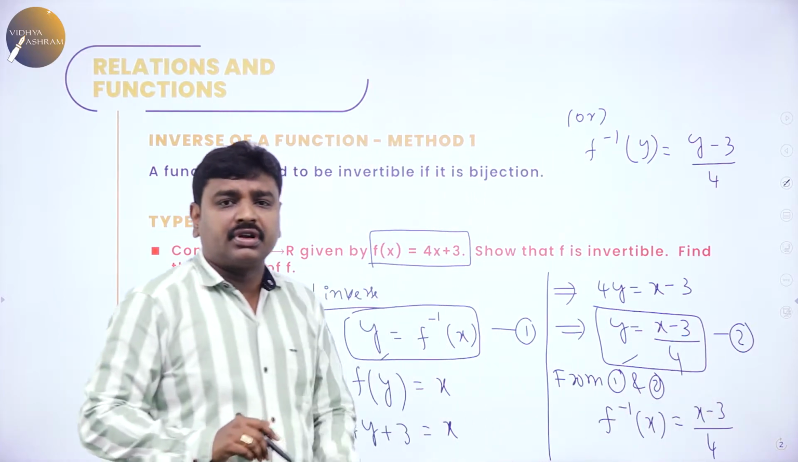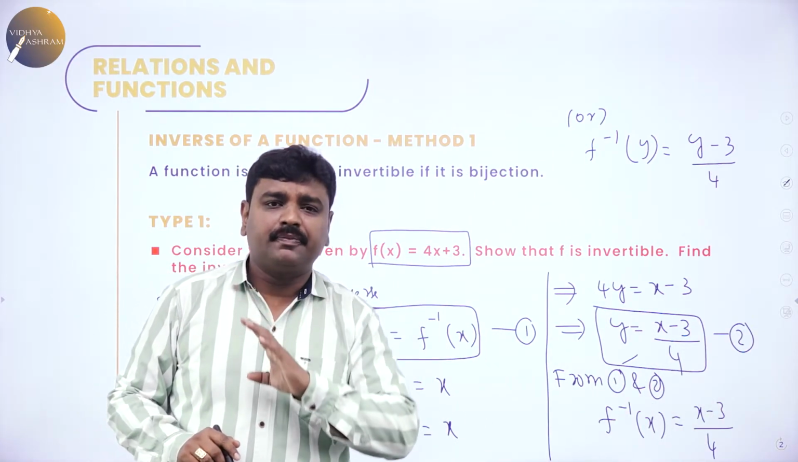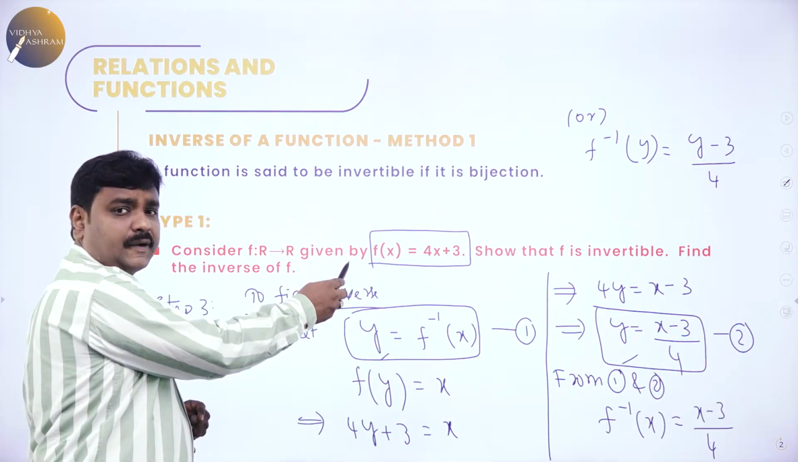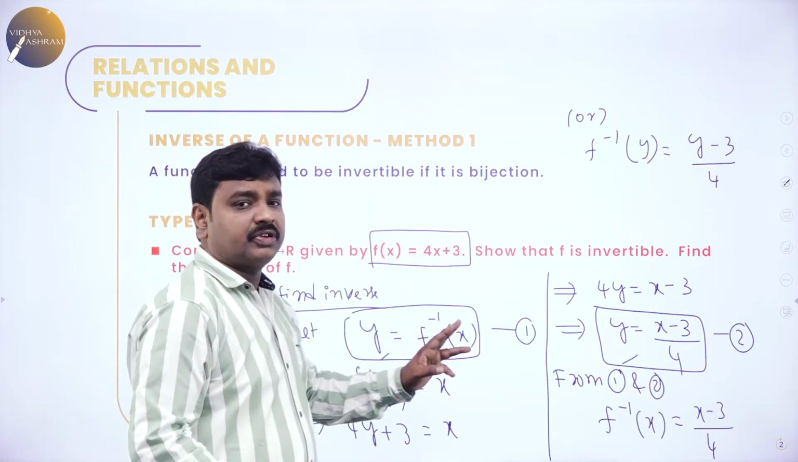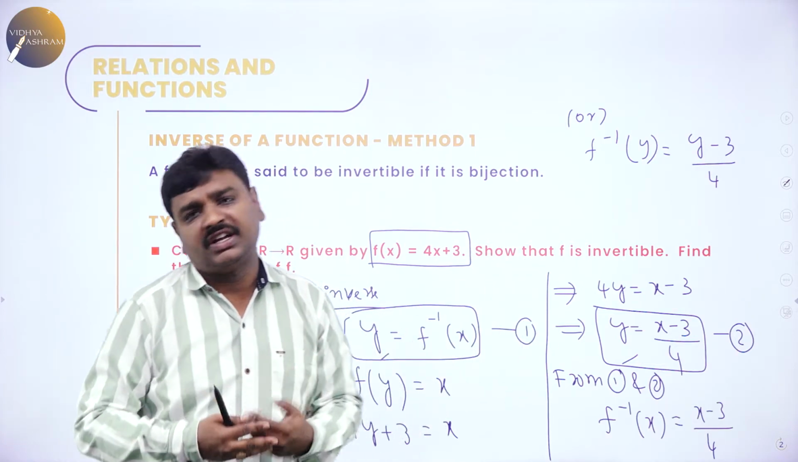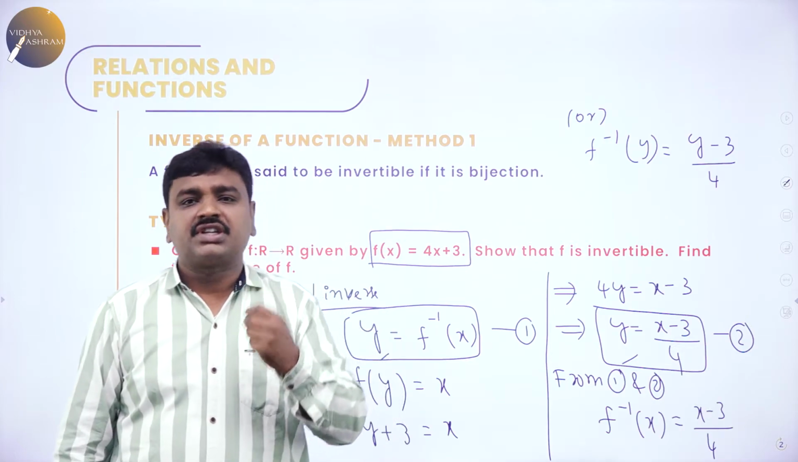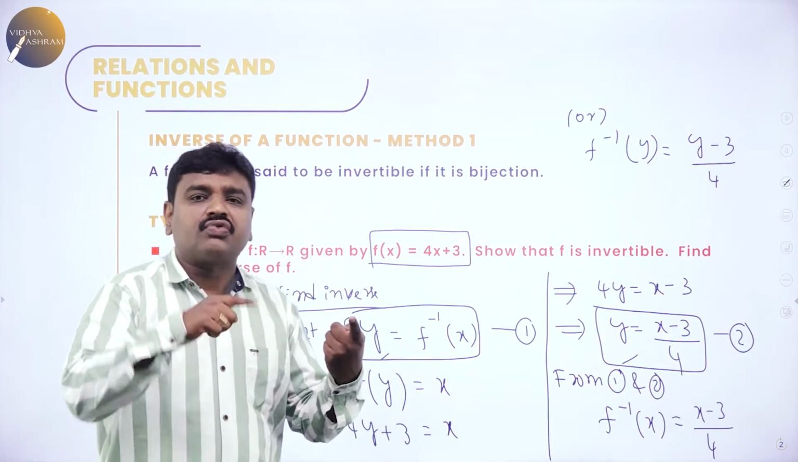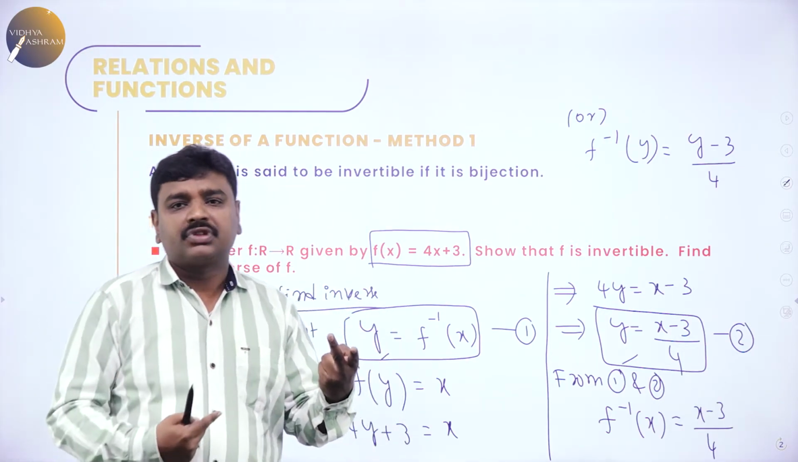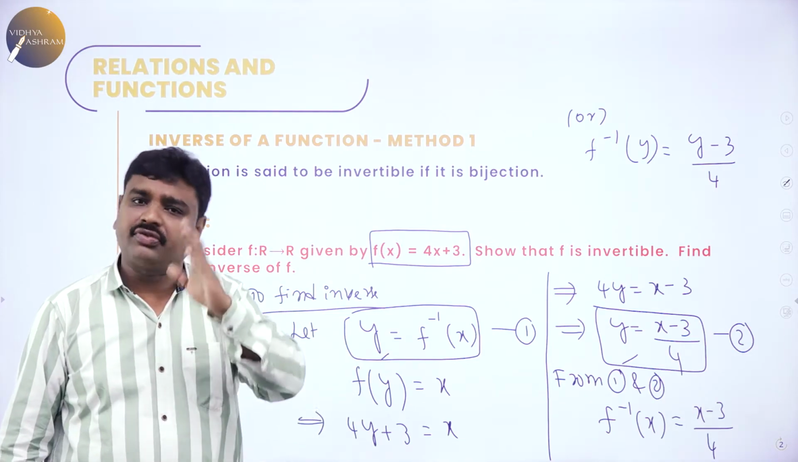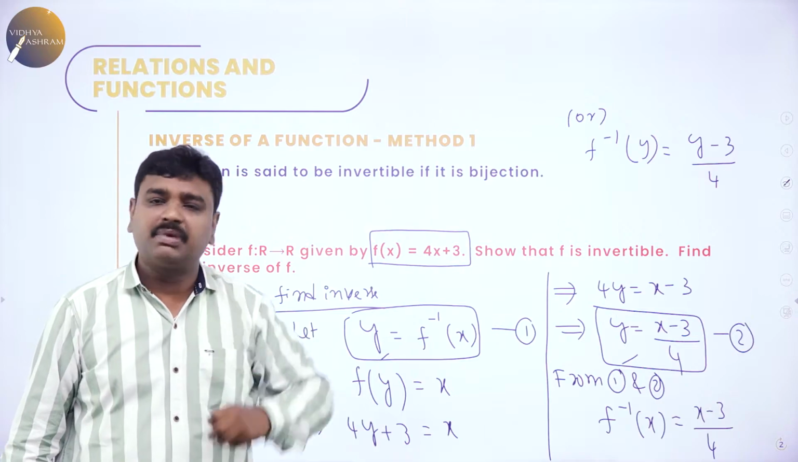So, I have done the first simple easy problem. What is the problem? Consider f maps R to R given by f of x is equal to 4x plus 3, show that the function is invertible and find the inverse. And I told you to prove invertible, we will prove by the bijection method: first we prove it is 1-1, then we prove it is onto, then we find the inverse. If a function is both 1-1 and onto, we call it bijective. If a function is bijective, then it is invertible.